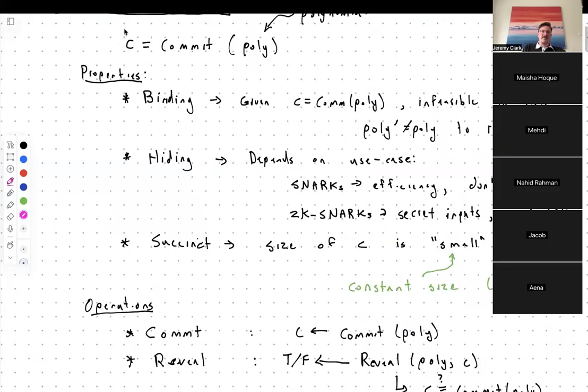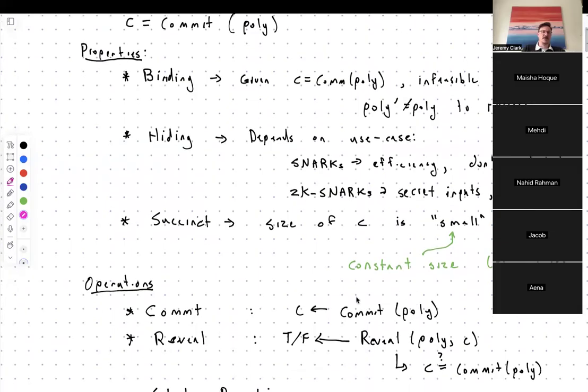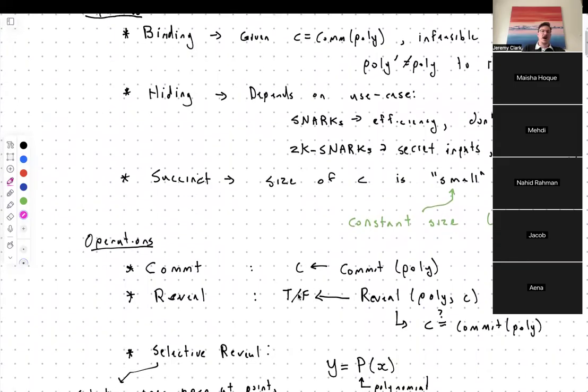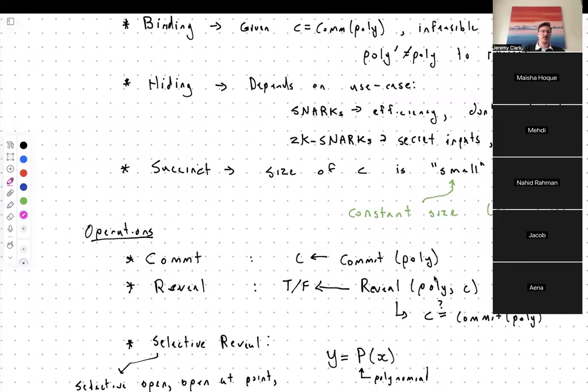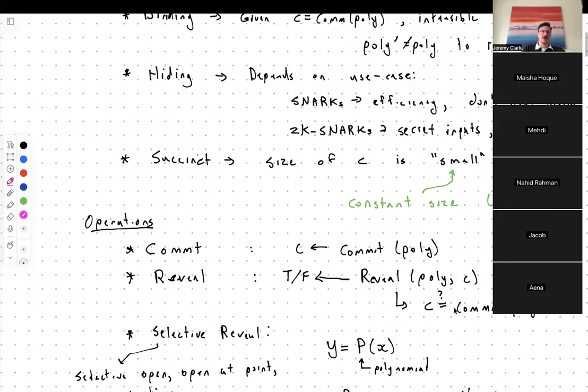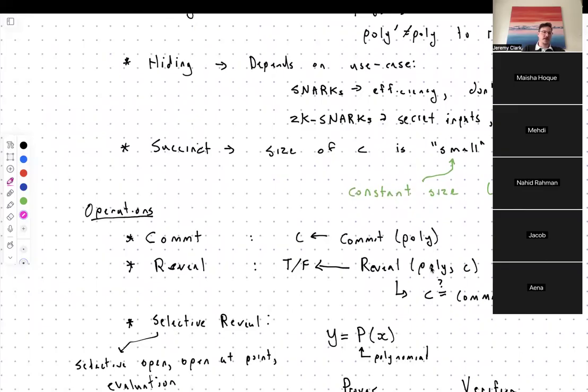What do we want to do? Once we have a commitment, we want to do things with it. The first thing is we want to be able to create the commitment. So I have a polynomial, I feed it to a commit function, and it produces the commitment for me. I might want to open up the polynomial and reveal that the polynomial I committed to in this commitment C is this polynomial. The way you reveal it is you just reveal the polynomial and C, and then the verifier commits to the polynomial revealed and makes sure that it matches the same C that you gave them before.